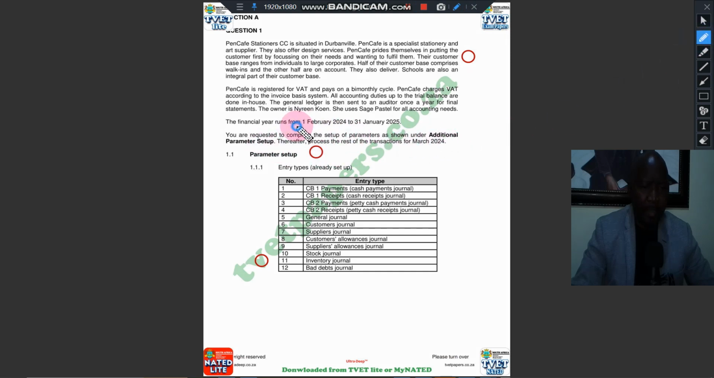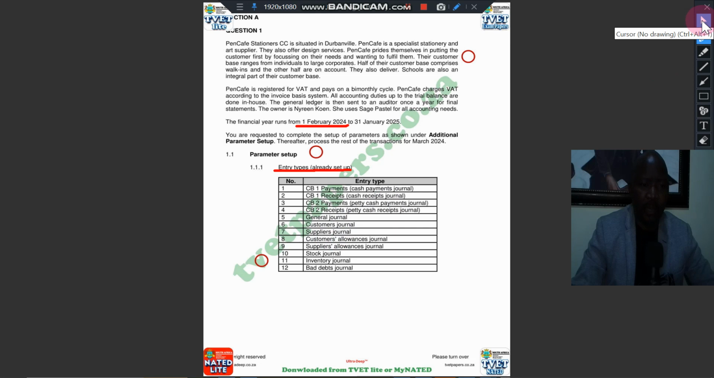For example, when you come here, you realize that it says the company's financial year runs from February. So the period is very important, 2024 to 2025. And then you are requested to complete the setup parameters as shown under. But then look here, it says entry types already set up. So it means you don't have to bother yourself with this part because it's already been done for you. So do not waste time on things that are already done for you. You move to the things that are not done.